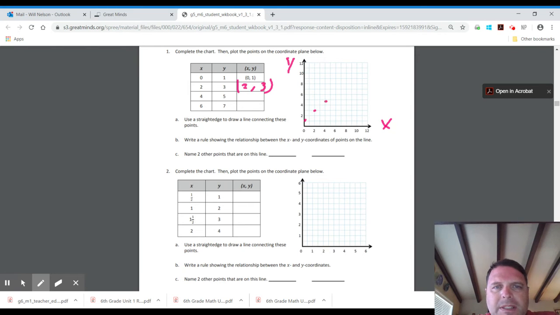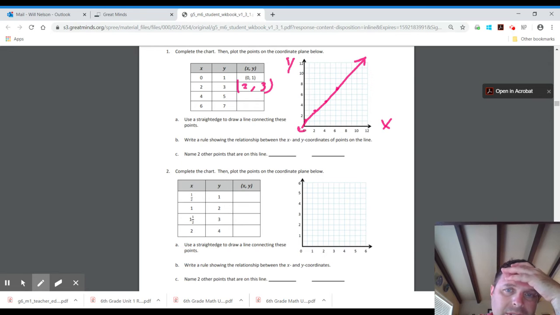And then next one is 6, 7. So you go over to 6 on x and then up to 7 on y. So 6 and then 7, and there you go. So you can see, use a straightedge to draw a straight line. I'm just going to do it freehand, and you're going to just draw a straight line. So there you go. Write a rule showing the relationship between x and y of the points on the line. Name 2 other points on the same line.